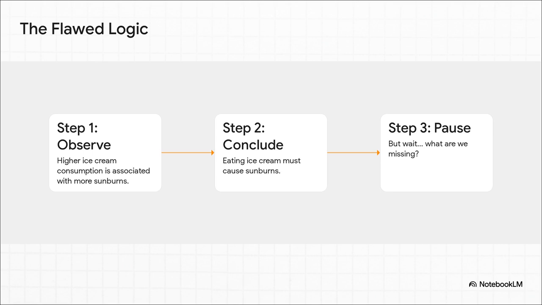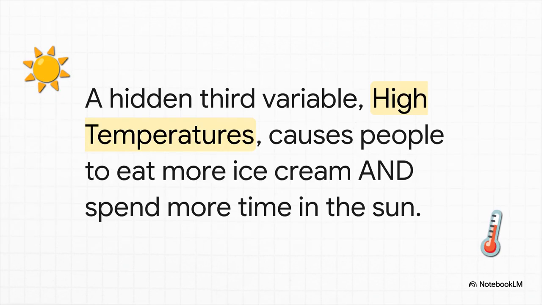But this is the exact moment a good data detective has to stop and ask, hang on, what else could be going on here? And here it is. The real culprit is a hidden third variable. Statisticians call it a confounding variable. In our case, it's just hot weather. High temperatures cause people to buy more ice cream. And high temperatures also cause people to spend more time outside in the sun, which leads to more sunburns. The ice cream isn't causing the sunburns at all. The heat is causing them both.